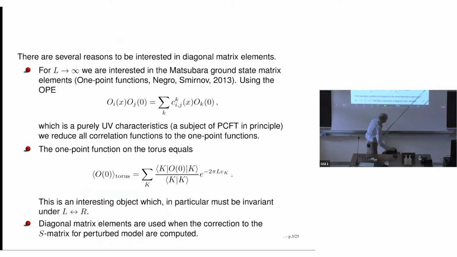So first of them is that when L, the length of the cylinder, goes to infinity, then of course whatever boundary condition I start with, when the cylinder is infinite, it will look for the ground state, because the eigenvalue of the transfer matrix will be the maximal for the ground state, and if it is infinite, this is the only one which will survive.